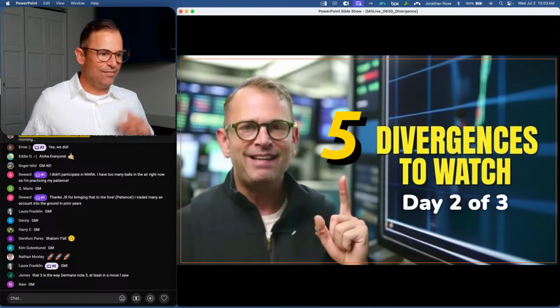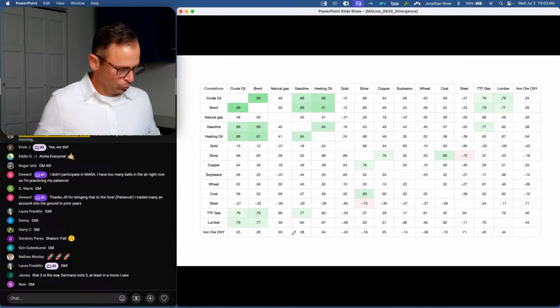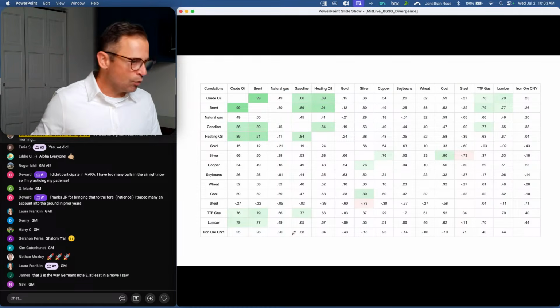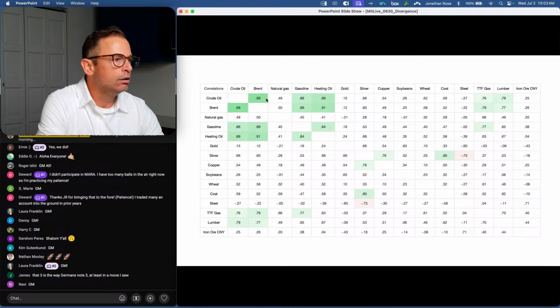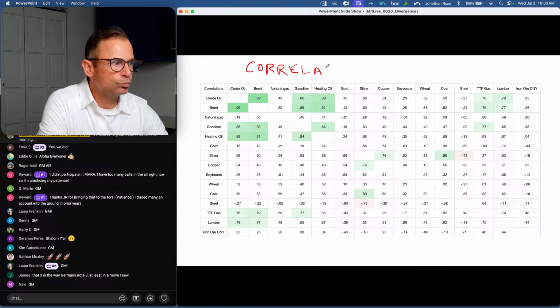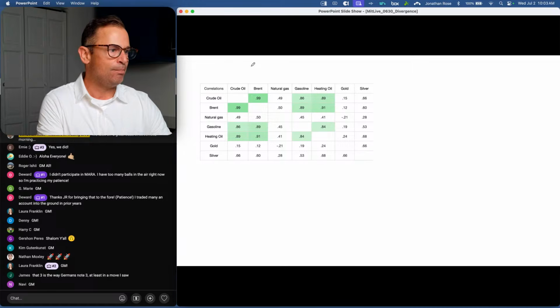All right, 5 divergences to watch. Don't worry, it won't be this overwhelming throughout. I'm just using this to start us off. I got my pen. This, guys, is a correlation matrix. Now, we're not going to look at this whole matrix. We're going to look at just a piece of it. And right now, we're just going to look at the energy side of the correlation matrix.